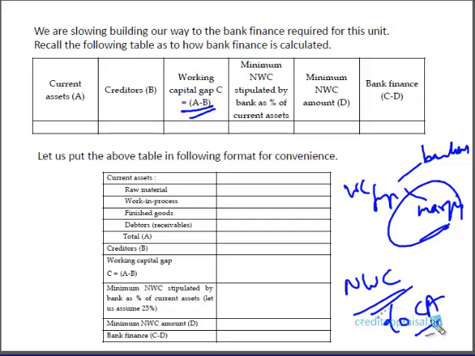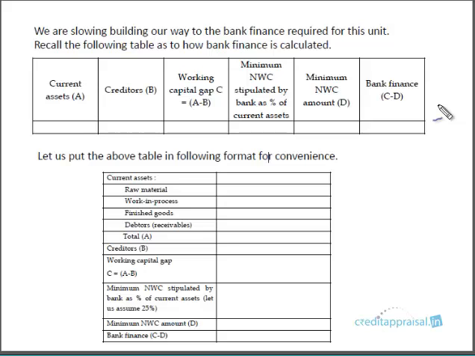We usually stipulate some percentage of current assets, say 25% or 30%. And the balance, whatever is the balance, banks are going to finance. So if the minimum NWC is arrived as D, then C minus D is going to be bank finance. This we already discussed in the previous segment. So please refer back.